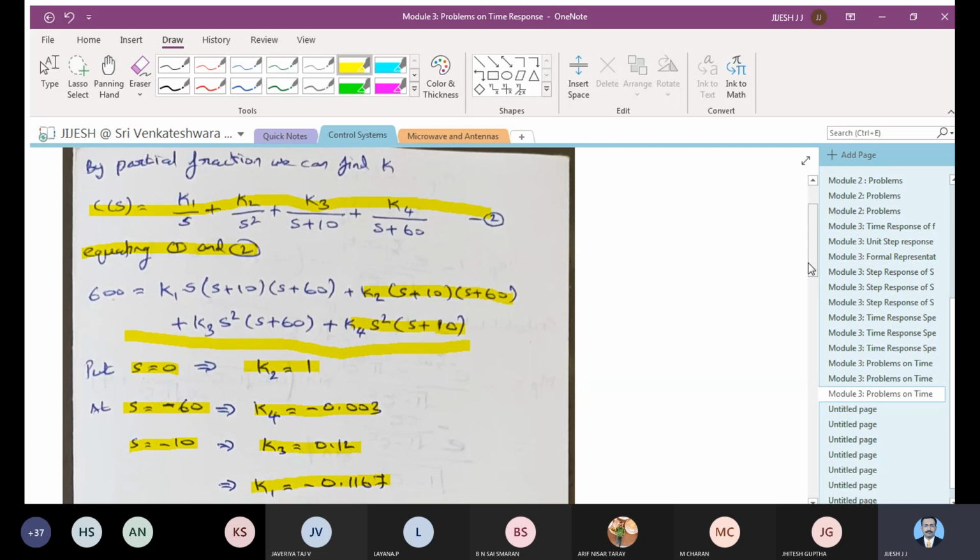You have to use the partial fraction method to get equation number 2, and then compare equations 1 and 2 and come out with this equation by substituting the values of s as 0, minus 60, and minus 10. You get k2, k4, and k3. After that, using all these values, you can find out k1 as well.